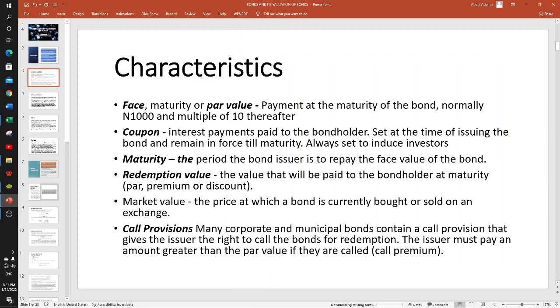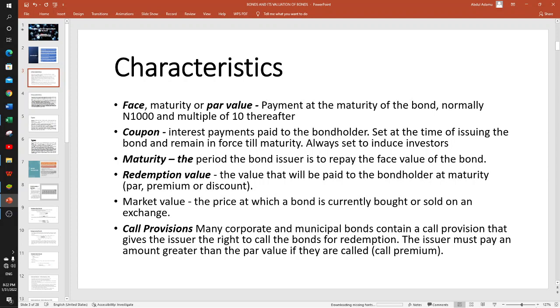Now, bonds have so many characteristics. We'll look at a few of them. The first characteristic of a bond is the face value, or the par value, also called the maturity value. This is the payment made when the bond matures, and it is normally in thousands of naira or dollars and multiples of 10 thereafter. Then the other characteristic is the coupon payment, or the interest payment. This is paid to the bondholder periodically, and it is set at the time they are issuing the bond. You understand? This is always to induce people to invest in the bond.